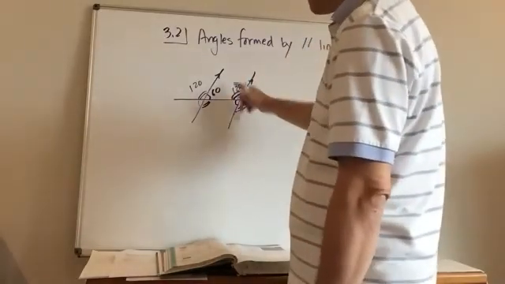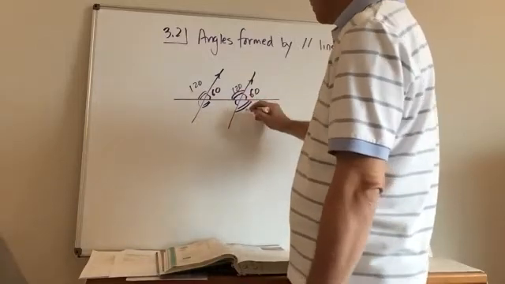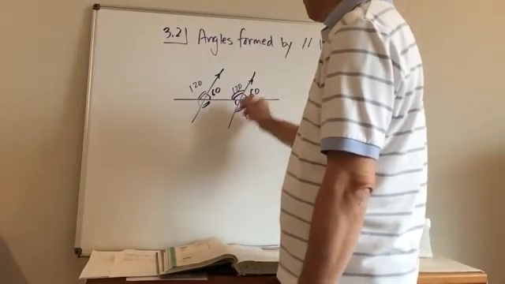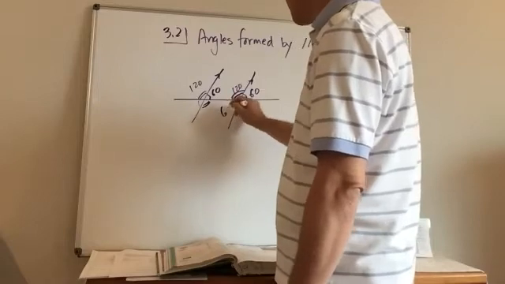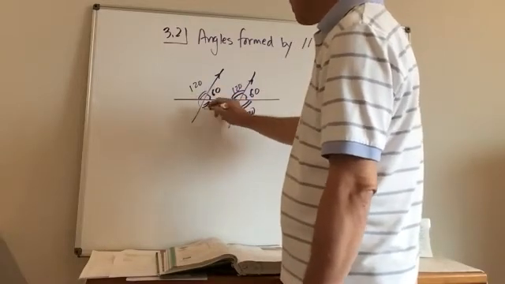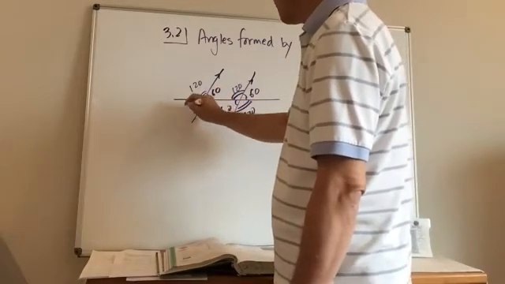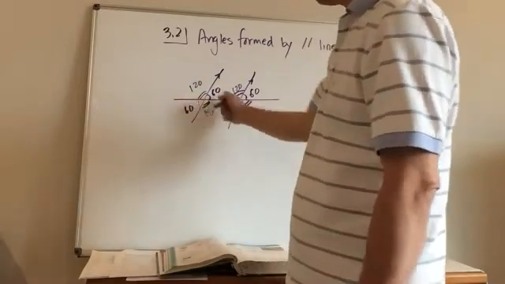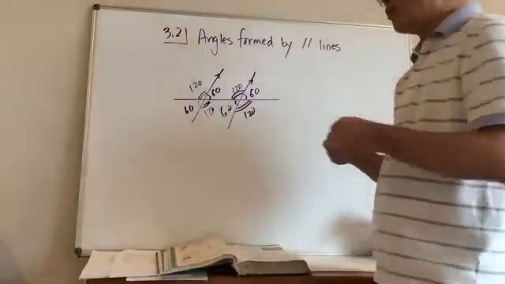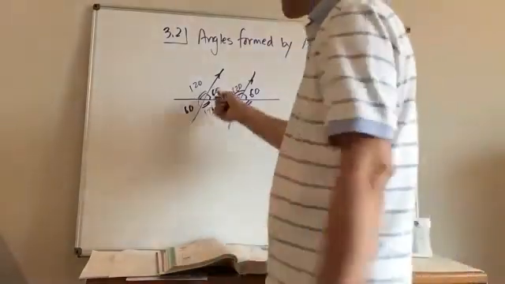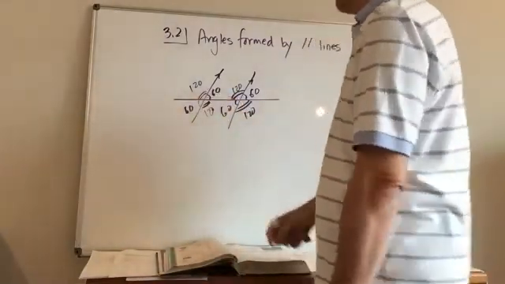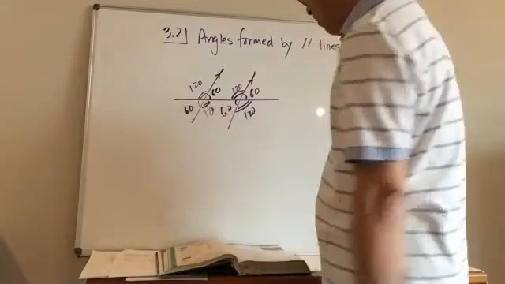But this guy and this guy are vertical angles, so it's 120. This guy and this guy are vertical angles, so this is 60. These guys are vertical angles here. So in other words, there really are only two angles here. You're either going to be 60 or you're 120, right? And they're all kind of the same here, right?